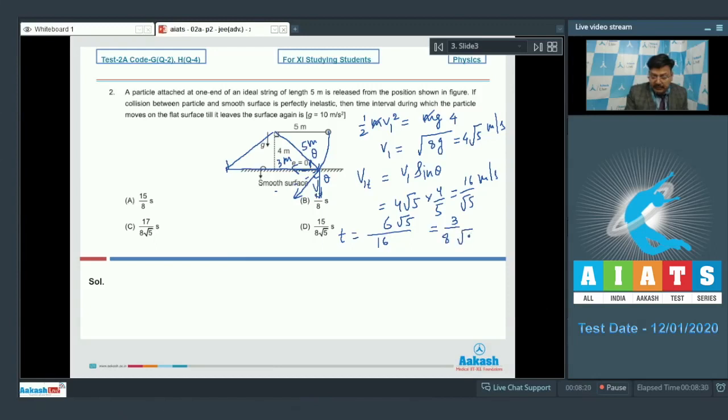Let's put root 5 in the denominator, and then in the numerator you have 5. So this is giving us 15 by 8 root 5 seconds, right? This is equal to 15 by 8 root 5 seconds. And if we look at the options, it is matching with option D. So option D is correct for question 2. Let's go to the next question now.